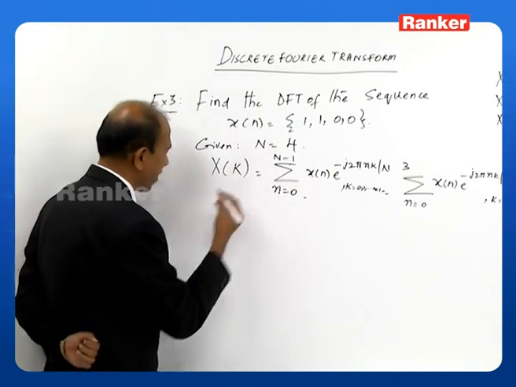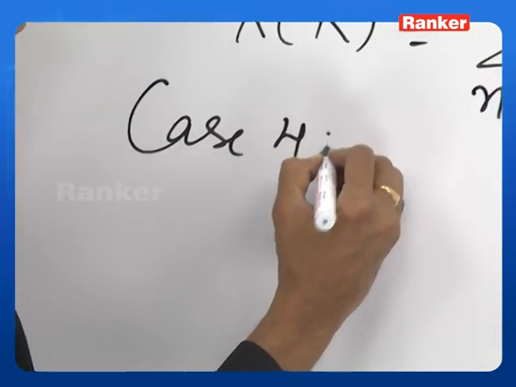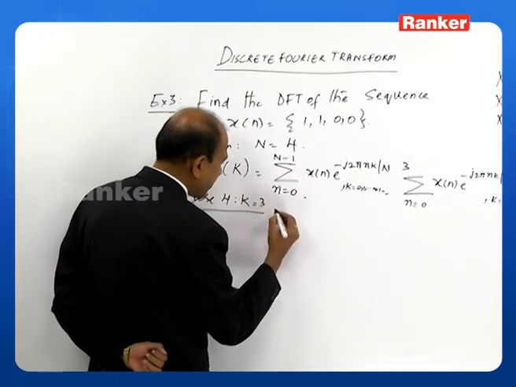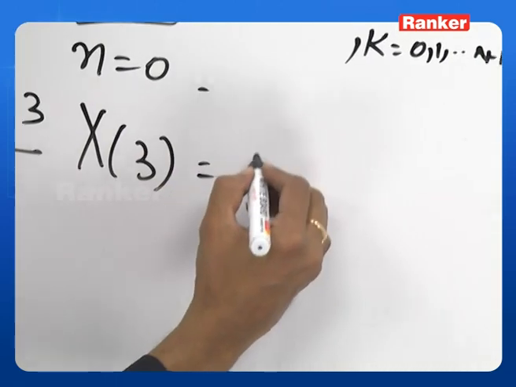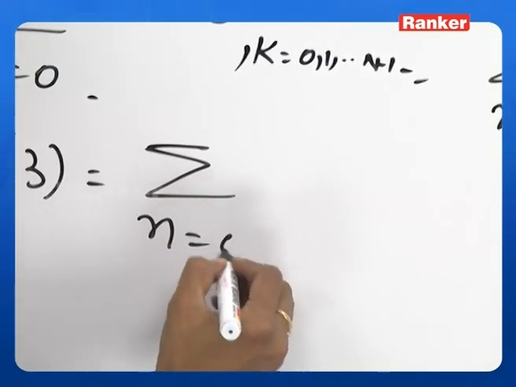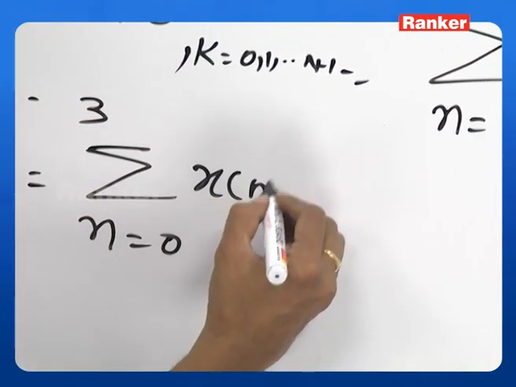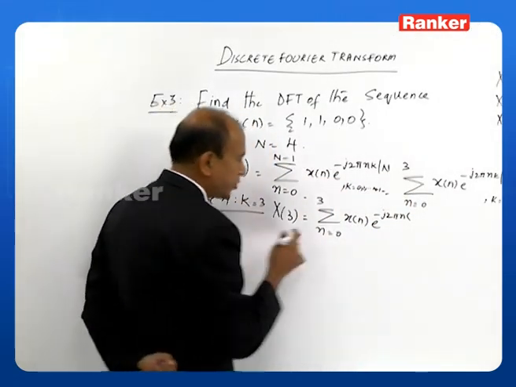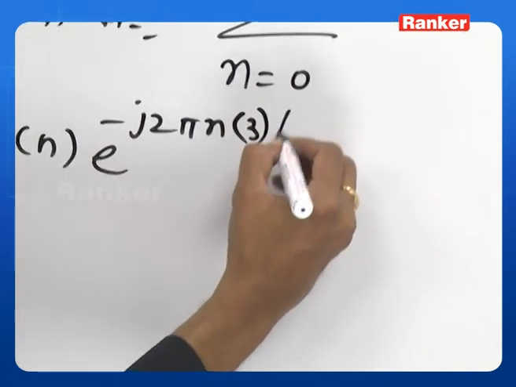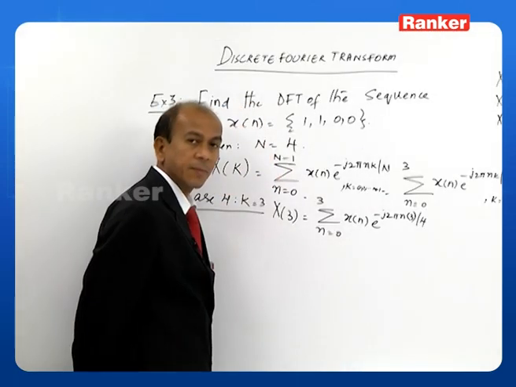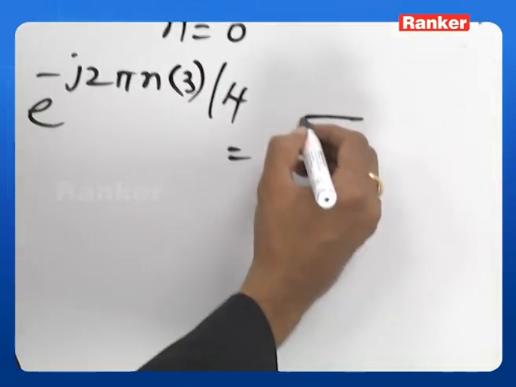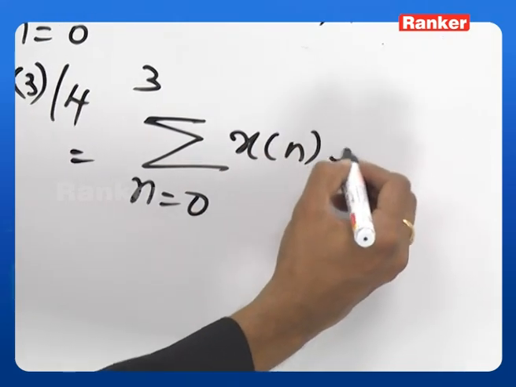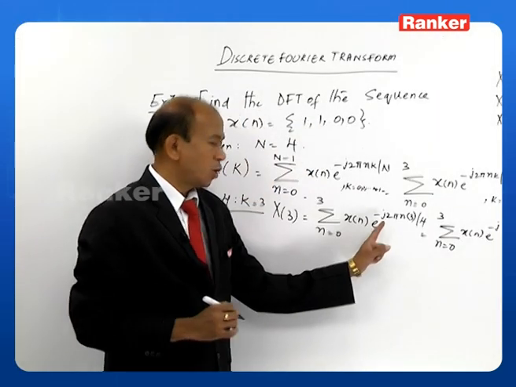Let's take case 4, the final case. So this is case 4. K is equal to now 3: 0, 1, 2, 3. Now let's write again X of 3 here. X of 3, as you are aware, this will be equal to summation n is equal to 0 to 3 x of n e to the power of minus j 2 pi n into k, which is 3. So this will be 3 by 4. Okay, so this I can write as summation n is equal to 0 to 3 x of n e to the power of minus j 2.